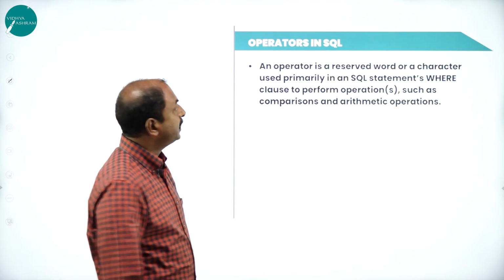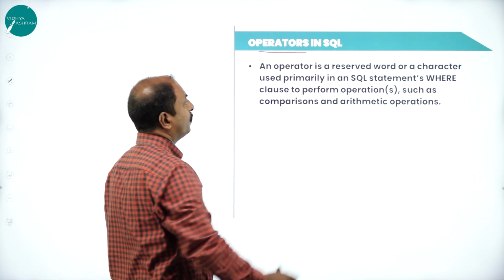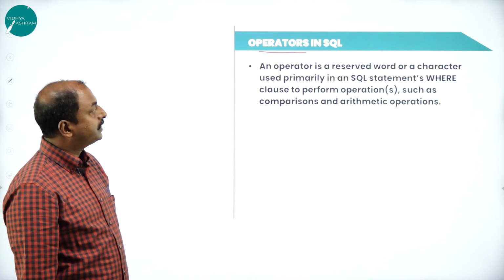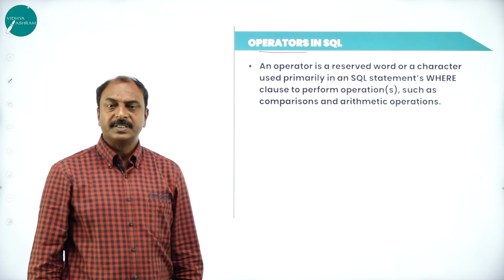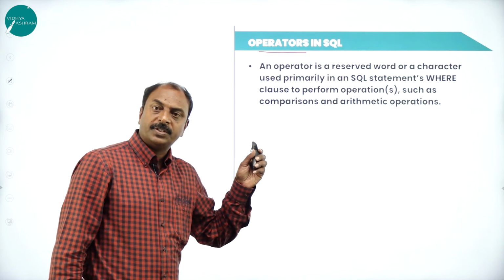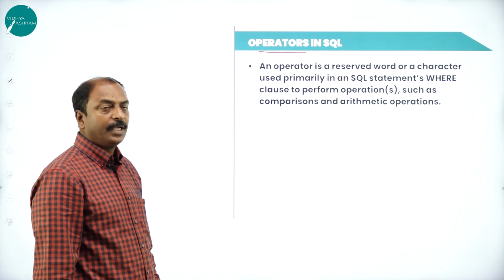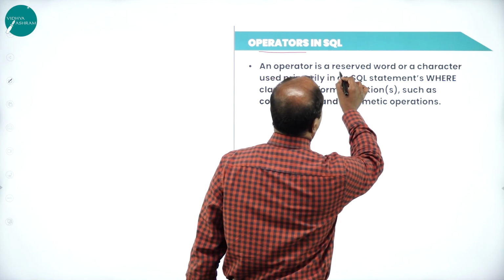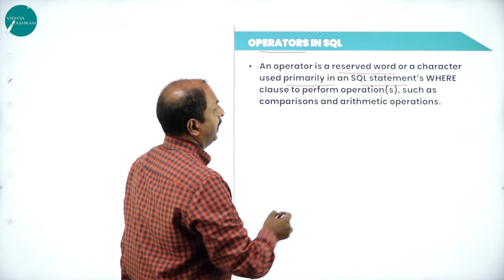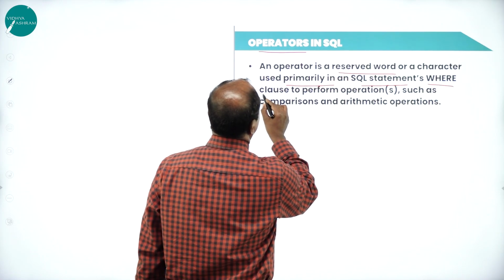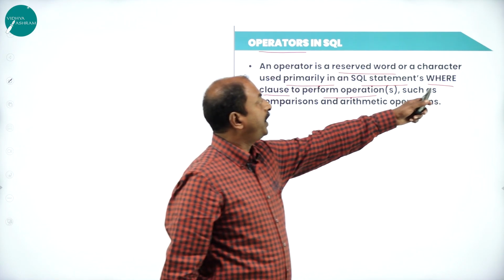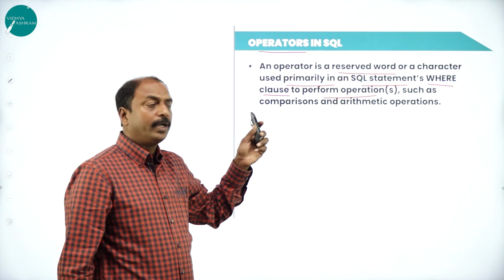Now the next concept is operators. What are operators? As we have learned in C++, operators are nothing but symbols that represent a particular type of operation. Similarly, now we are going to see different types of operators in SQL. Here, an operator is a reserved word or a character used primarily in SQL statements and the WHERE clause to perform operations. And here, we are using operators along with WHERE. WHERE is a clause we are using in SQL commands.